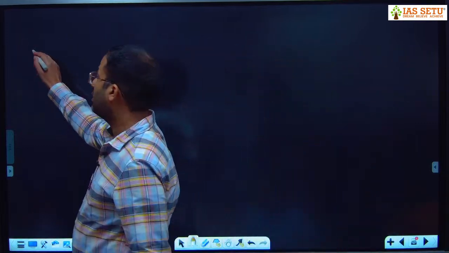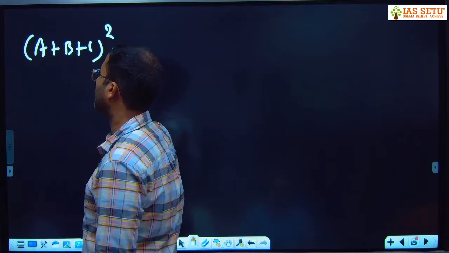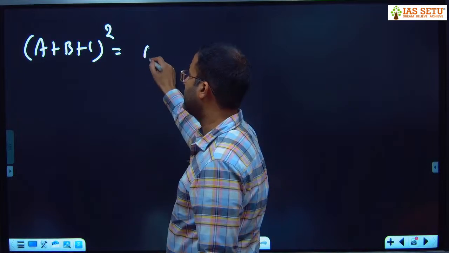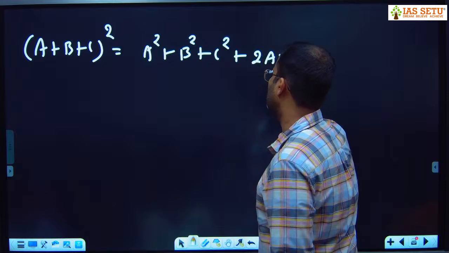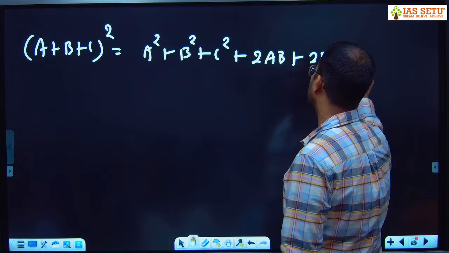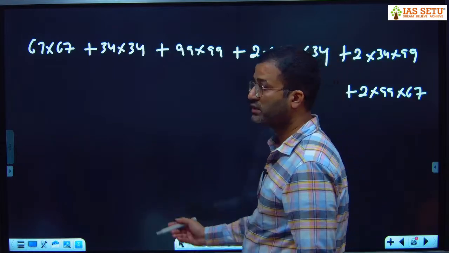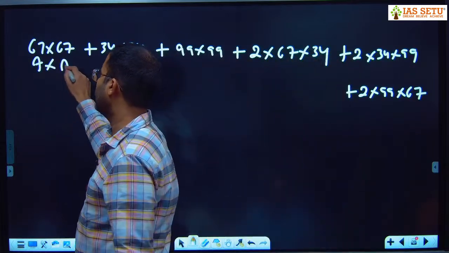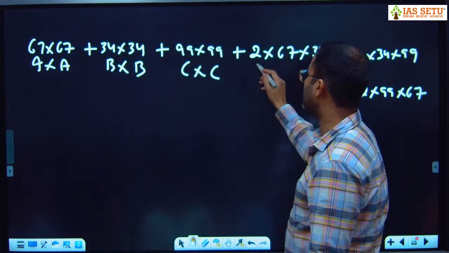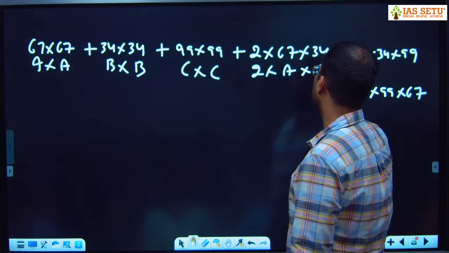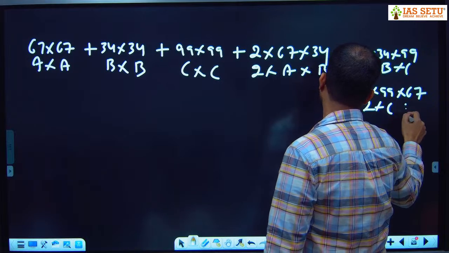Now here, what is a plus b plus c whole square? What is the formula? A square plus b square plus c square plus 2ab, 2bc, 2ca. So this is the same thing. You can see this is a into a, a square. This is b into b, b square. C into c, c square. 2 into a into b, 2 into b into c, 2 into c into a.